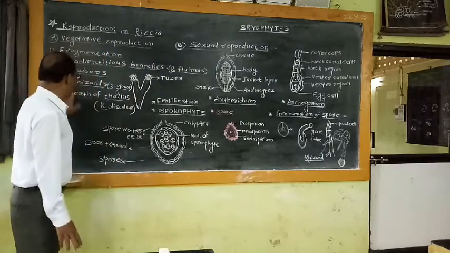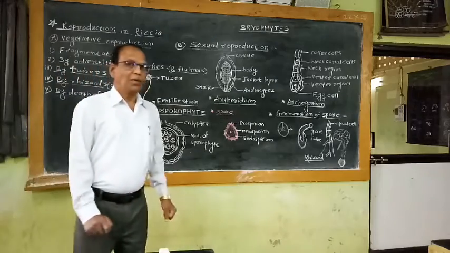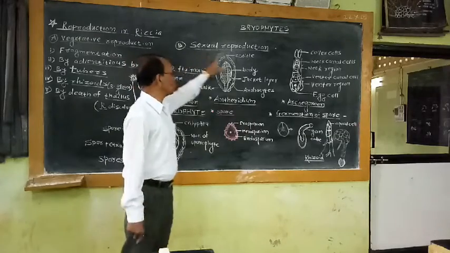So these are the various different methods of vegetative reproduction of Riccia. Then the next method, which is very important in Riccia, is sexual reproduction.